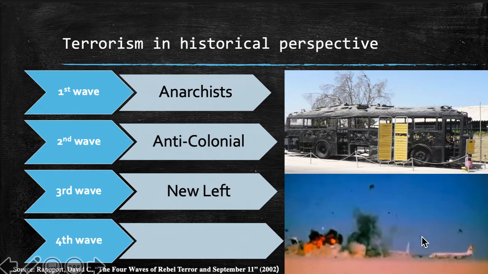The 1970s also saw an increase in so-called international terrorist strategies, such as airplane hijacking and strikes against embassies.